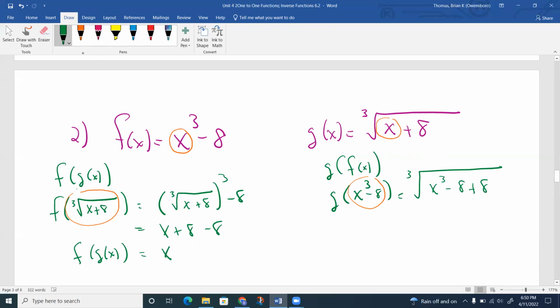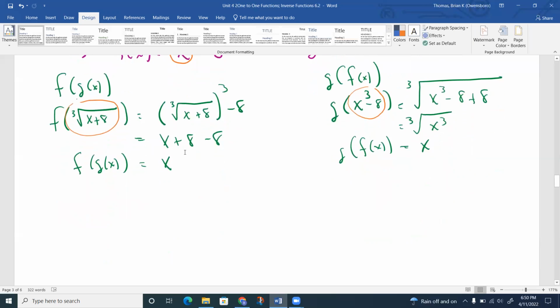plus 8. Notice how if I simplify this, the minus 8 and the plus 8 will zero out. So I'm left with the cube root of x cubed. Well, that's going to cancel each other out, and that leaves me x. So g of f of x does indeed equal x as well. So these are indeed inverses of each other. So f and g are inverses.